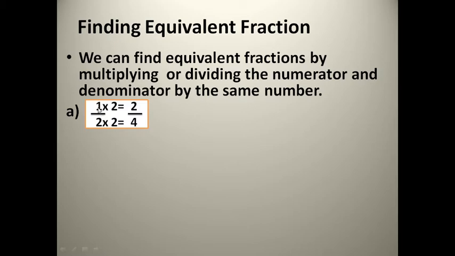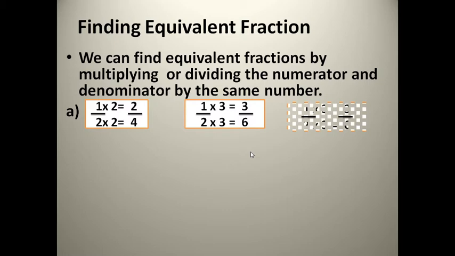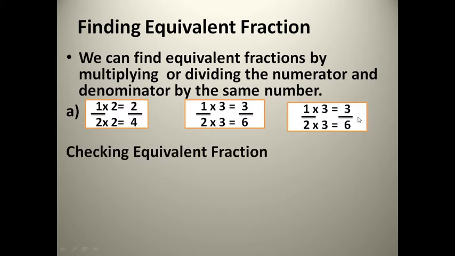Here if you have 1 by 2, I will multiply the numerator by 2 and the denominator also by 2. So 2 times 1 is 2, 2 times 2 is 4. So this is an equivalent fraction. Now if I have again 1 by 2, I will multiply by 3. So 3 times 1 is 3, 3 times 2 is 6. So 3 by 6 is an equivalent fraction. I repeat it again.